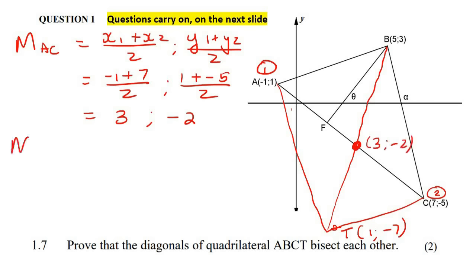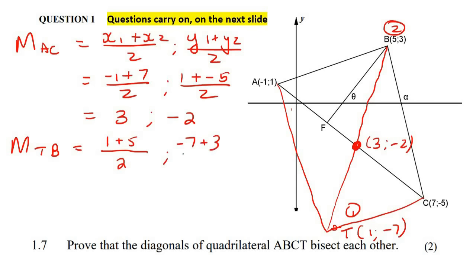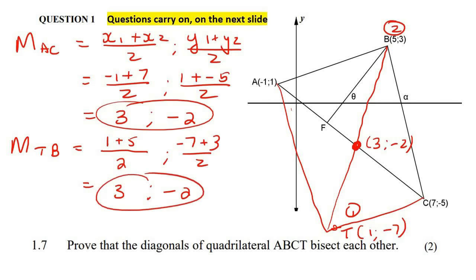Now let's go work out the midpoint of TB. And so I'll call this point number 2, this point number 1. It doesn't matter. I'm just trying to help you guys to see what I'm doing. And so that's going to be 1 plus 5 over 2, and then -7 plus 3 over 2. If you had to go work out each of those individually, you should get 3 and -2. So you see what happens there? The midpoints are the same.